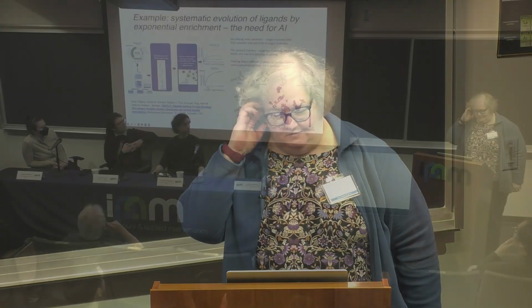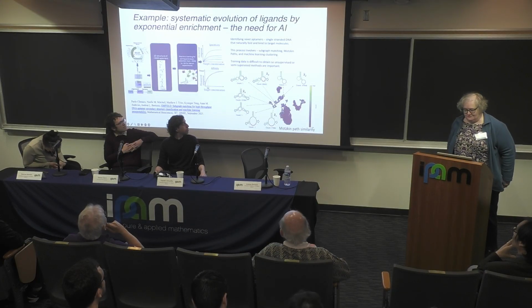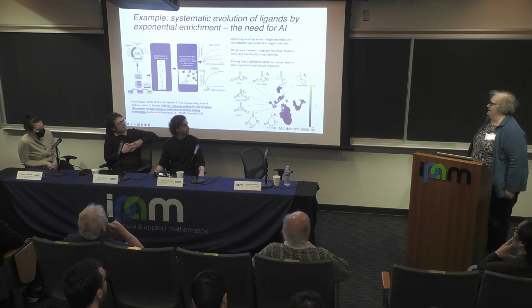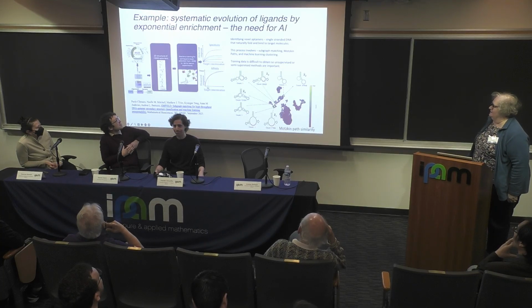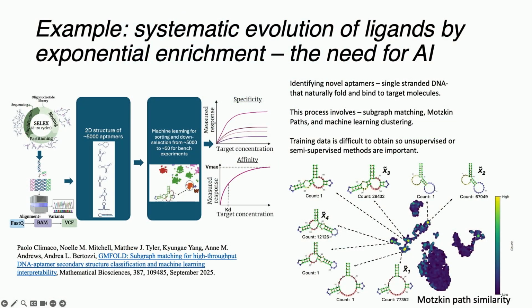Okay, I want to start with an example. I realize we're supposed to talk about math, but I really want to talk about applications. This is a problem that I've been working on with Ann Andrews' group in chemistry here at UCLA, and it's regarding the selection of DNA aptamers. These are single-stranded DNA molecules, fairly short. And the problem here is really a design problem.